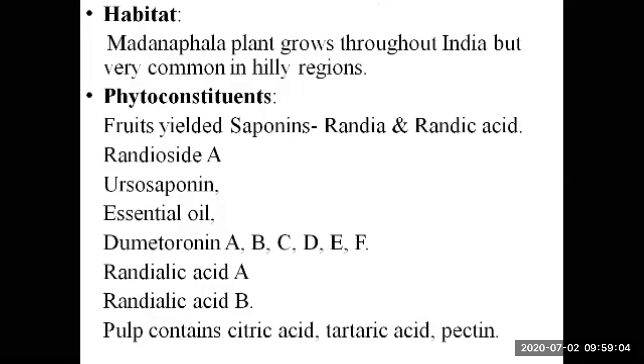The saponins like Randia and Randic acid and randioside A, urosaponins, essential oil, dumetoronin, that is A, B, C, D, E, F. There are 6 dumetoronin, the active principles, randiolic acid A and B. The pulp contains citric acid, tartaric acid, and pectin. Okay, so these are some of the important active principles. So please remember, the fruit yields the saponins like Randia and Randic acid. So these are the important 2 active principles. Apart from these are some of the common active principles.